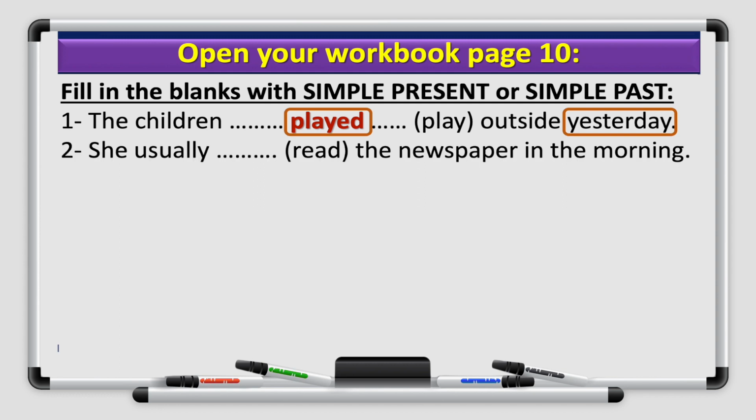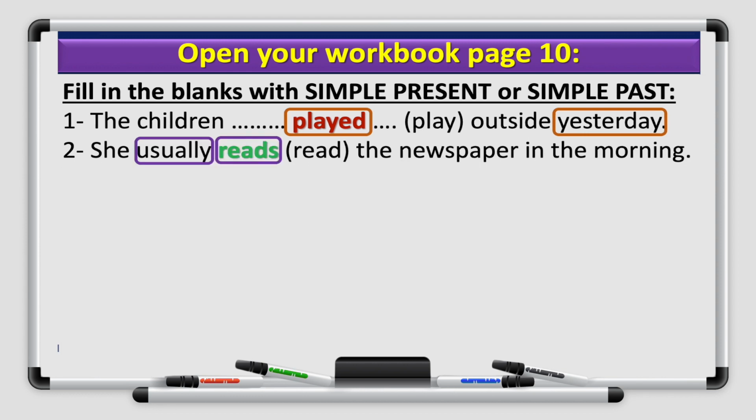What about number 2? She usually read the newspaper in the morning. There's a keyword here. Can you figure it out? Excellent. Usually. So it's done on a regular basis. So we're going to use the present simple. She usually reads the newspaper.